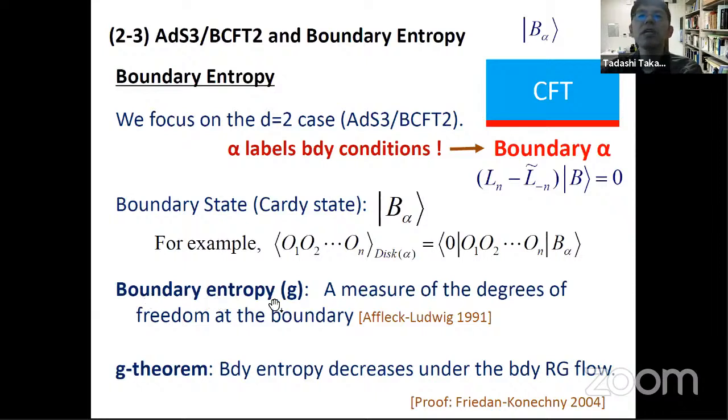And the boundary entropy is defined next slide, but the boundary entropy is a nice measure of degrees of freedom localized at a boundary, introduced by Affleck and Ludwig. And there's a nice theorem analogous to the C theorem, which is called the G theorem: boundary entropy decreases under the boundary RG flow. So we keep the bulk conformally invariant, but we can break conformal invariance at the boundary by putting in a relevant boundary perturbation, and then this quantity called G is monotonically decreasing.